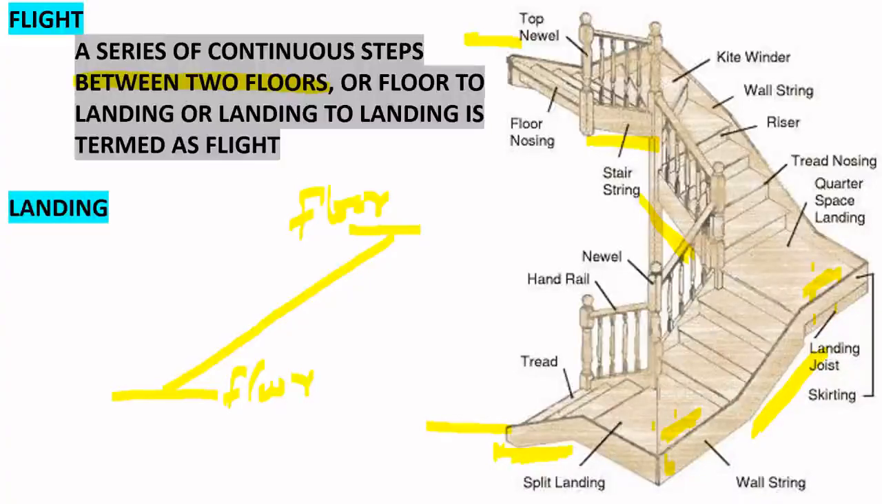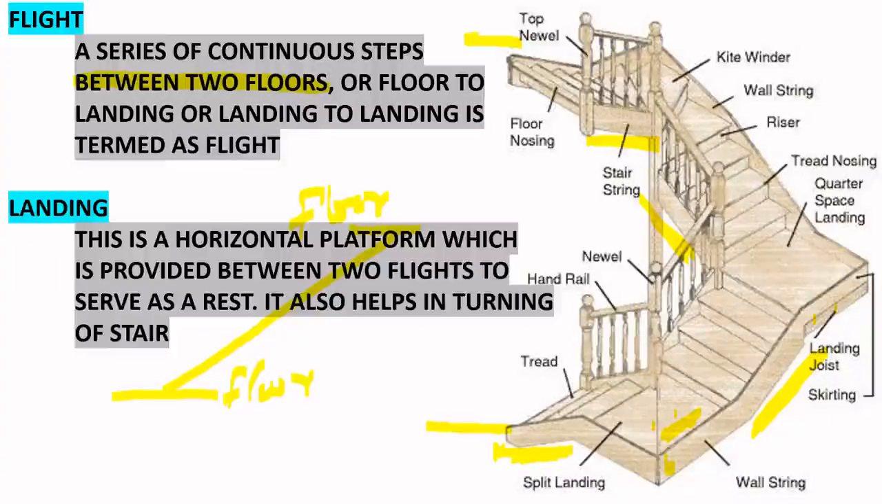Next is landing. So what is landing? It is the horizontal platform which is provided between two flights to serve as a rest. The only purpose is that you can rest on it. It also helps in turning of stairs. When you have limited space, you will go for turning of stairs. So this landing will help you.